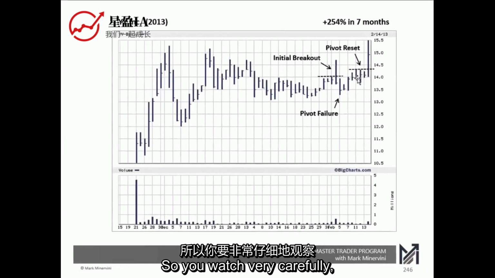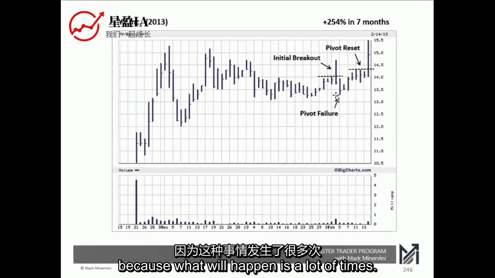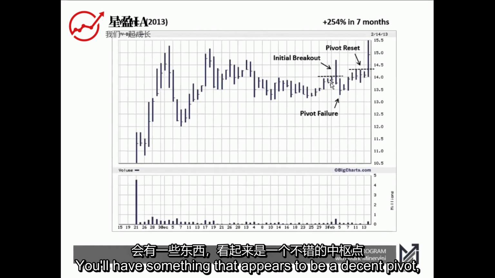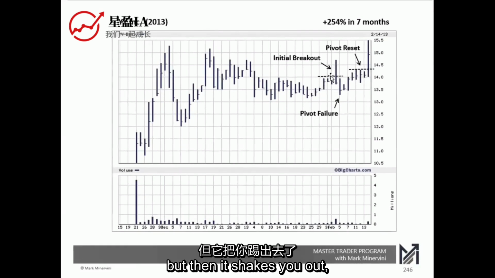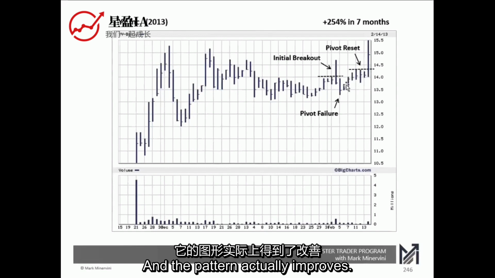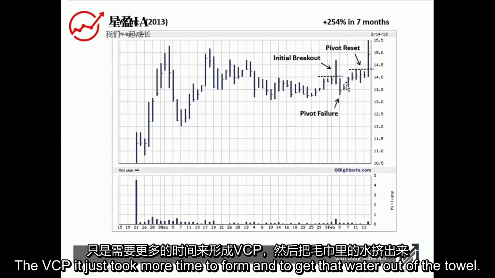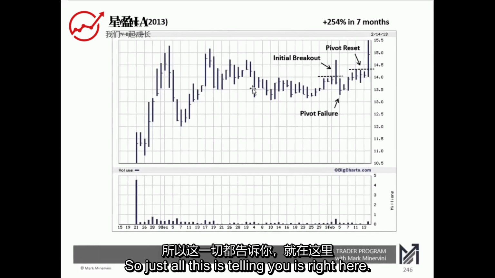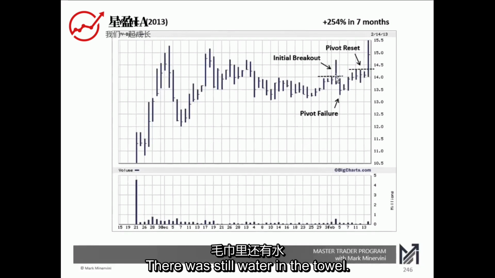So watch very carefully, because what will happen is a lot of times you'll have something that appears to be a decent pivot, but then it shakes you out, and then it resets, and the pattern actually improves. The VCP just took more time to form and to get that water out of the towel. So all this is telling you is that right here, there was still water in the towel.